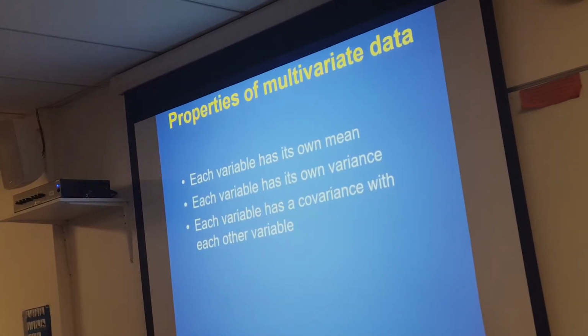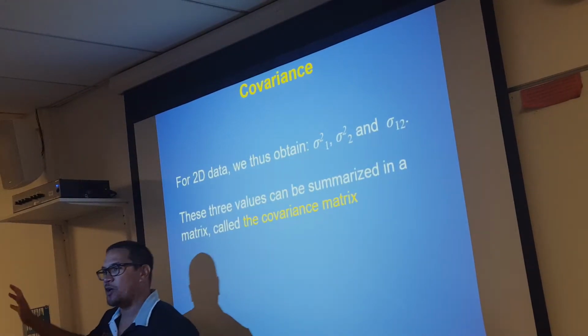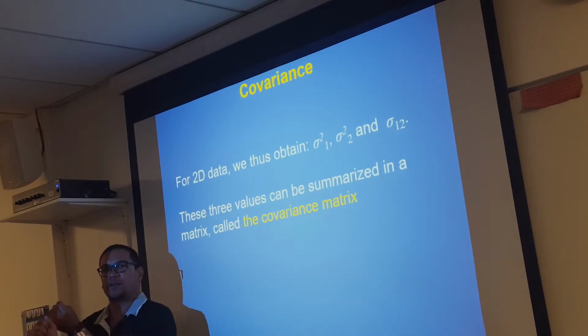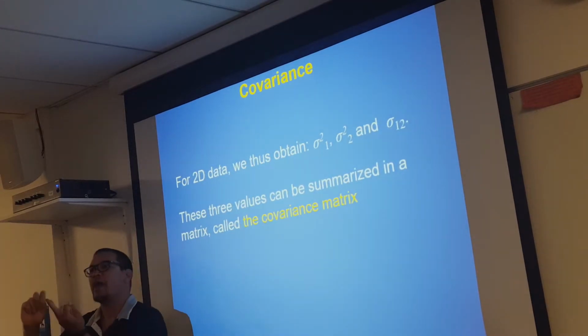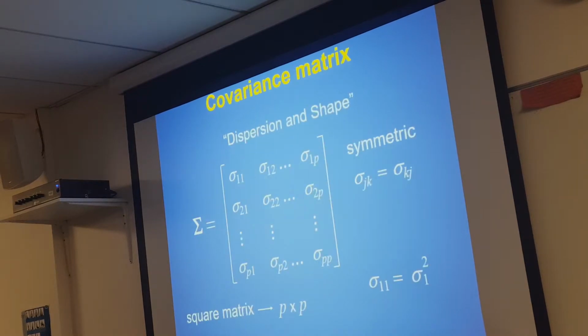So it's easy enough to do with just two variables. But now we're talking about this third thing. It's going to make things a little bit more complex. So for two-dimensional data, if we just describe the covariance, we're going to describe the variance of variable 1, the variance of variable 2, and how they covary together. These three values can be summarized in a matrix called the covariance matrix. And this is what the covariance matrix is going to look like.